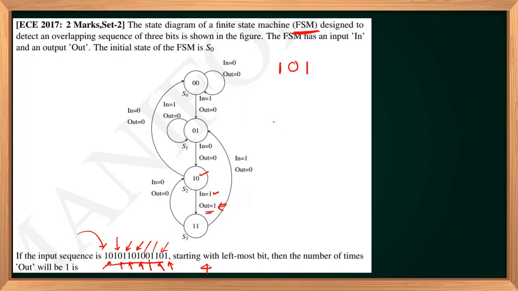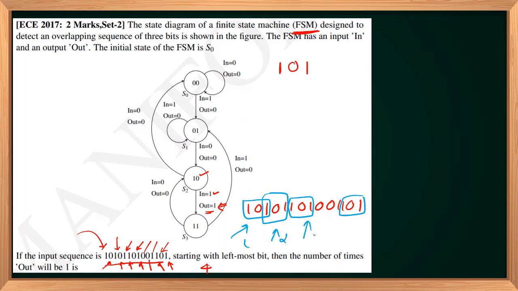So in the given pattern, 1 0 1 0 1 1 0 1 0 0 1 1 0 1, this was the given pattern. 1 0 1, another 1 0 1 overlapping sequence, then another 1 0 1, third case, then fourth case is 1 0 1. So we have 1, 2, 3, 4 times you will detect a 101. So output will be 4.